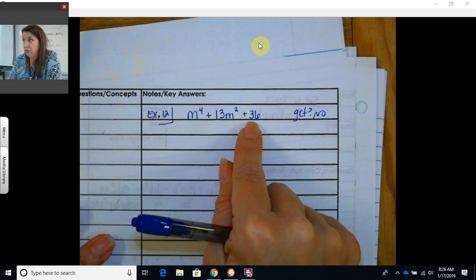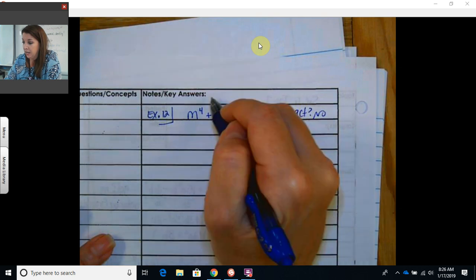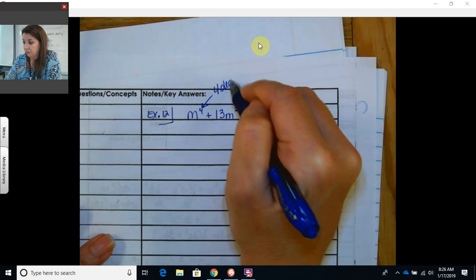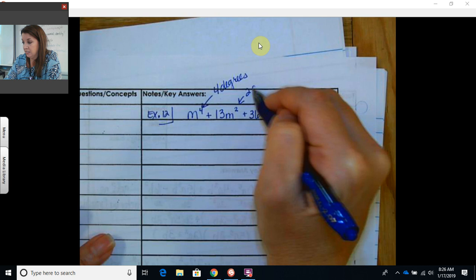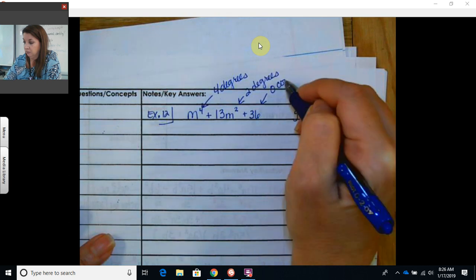You can factor this just like you do with T-chart and divide and slide. Okay, you factor it like a quadratic. So the first term has to have 4 degrees. Your middle term has to have 2 degrees. And your last term has to have 0 degrees.